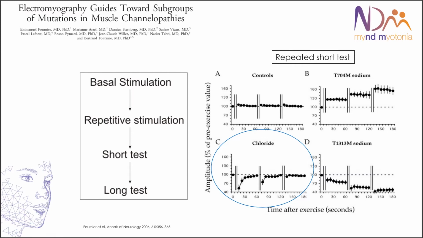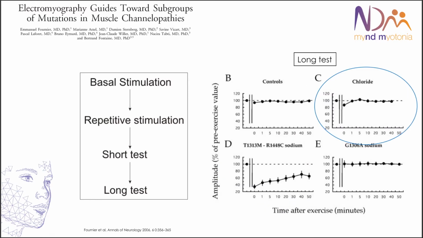And the exercise test ends with the long test, where we ask the patient to keep doing that exercise for 5 minutes. Every 35 seconds, we ask the patient to rest for just 5 seconds, but we keep pressing and doing the exercise for 5 minutes. This can be really tiring for the patient and sometimes painful. And just after that, we have a first stimulus and we repeat the stimulus every 5 minutes for between 40 and 50 minutes.